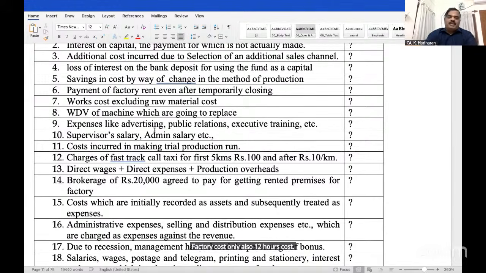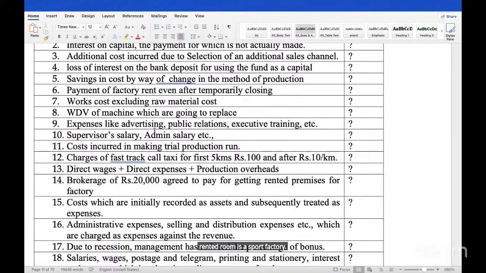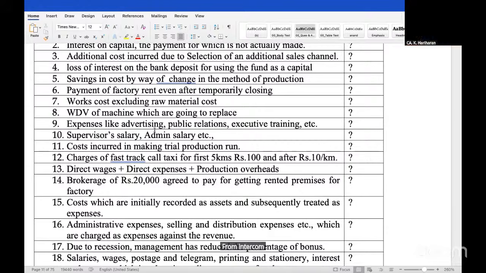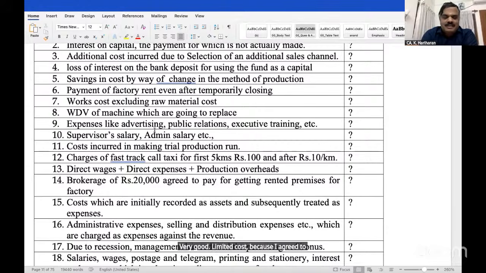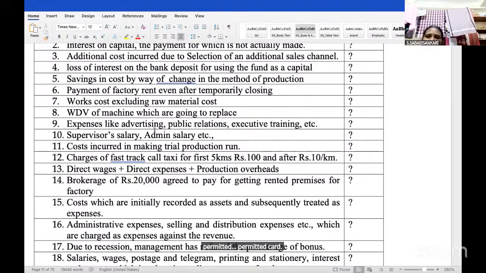Brokerage of rupees 20,000 agreed to be paid for getting rented premises for the factory. Committed cost, because I agreed to pay it, therefore it's a committed cost.